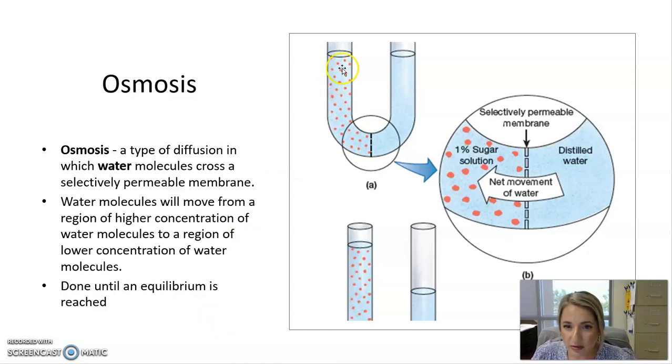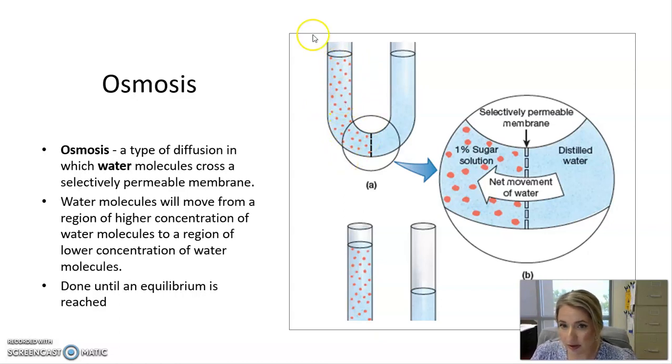So if we look at this U-shaped test tube right here, there is a little cell membrane here, which will allow water to pass freely through, but it will not allow larger molecules through. So over here we just have pure H2O, just pure water, and then over here we have water that does have sugar molecules suspended in it.